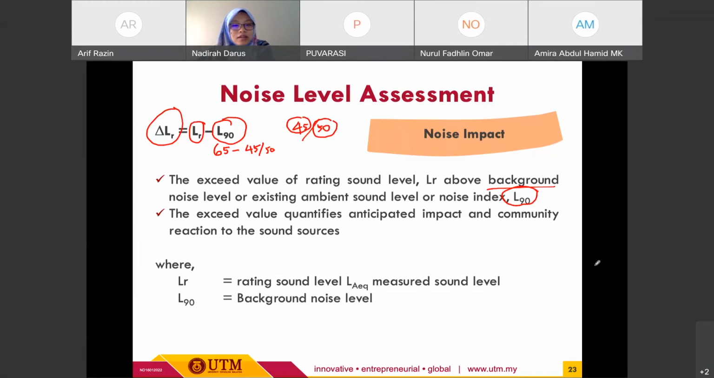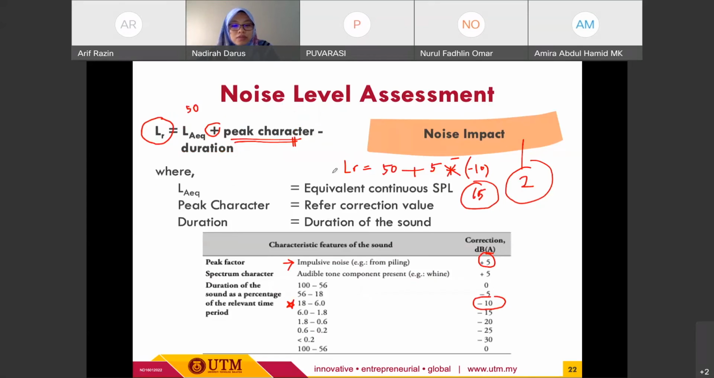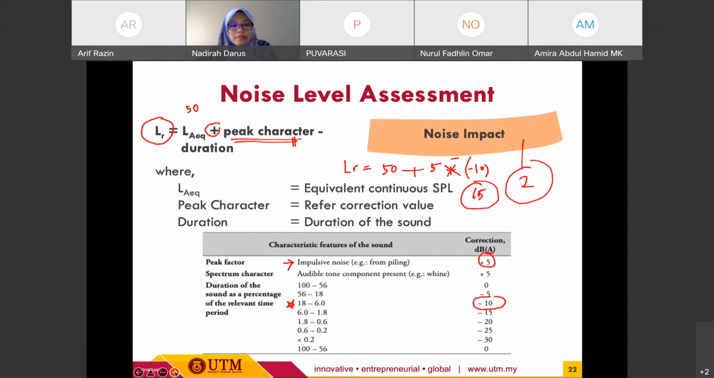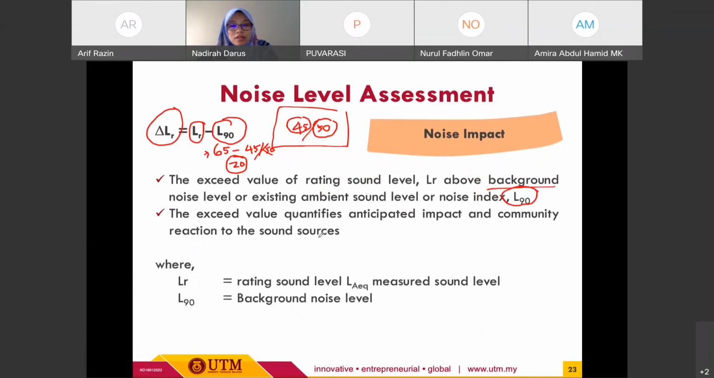Okay. So ni just example lah 45 dan 50 ni. So kita include the inequalities, kita include in the calculation. So contoh kat sini 65 tolak dengan 45 lah kita ambil. So the reading will be 20. So 20 ni sebenarnya macam dia quite tinggi lah sebenarnya. Dia punya in terms of this one. Okay. Lebih daripada 15 ni. So the noise level gain ataupun dia punya impact is very strong. That's the relation lah kat sini maksudnya. Okay. So boleh faham so far?